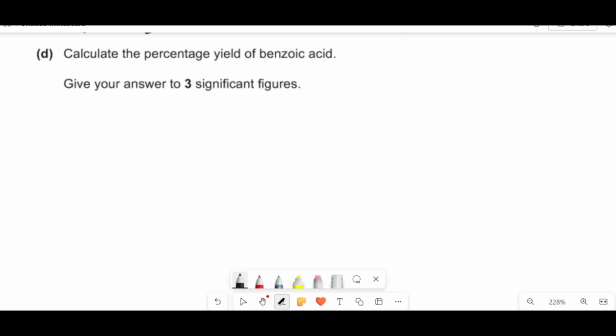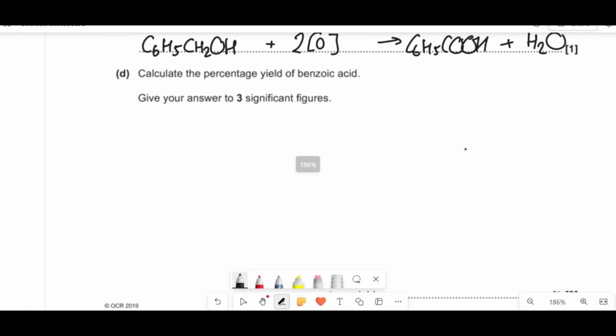Done. So now it says calculate the percentage yield of benzoic acid and give your answer to three significant figures. You need to always formulate some sort of equation so you know what you're dealing with, moles and stuff, right? Conveniently, right above, we've written one, and it's in a 1-to-1 ratio. Fine.